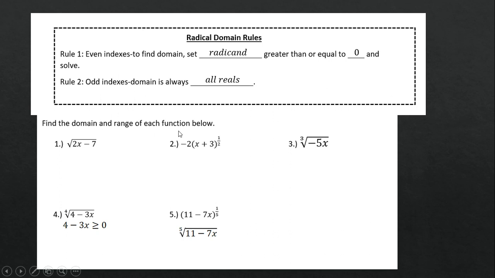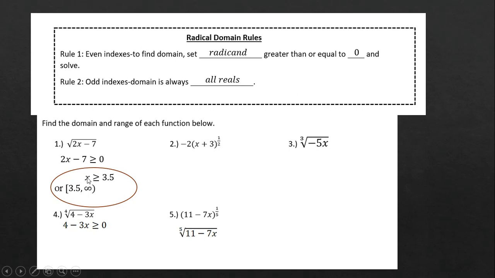So it does say find the domain and range of each function below. We're just going to find the domain for today. So this is a square root, so you just have to take what's inside, the 2x minus 7, and set that greater than or equal to 0. And it should make logical sense because you can't square root a negative number. So anything equal or above 0 is a positive number, and that's what we want to get. So if I were to solve this, I would get 3.5.